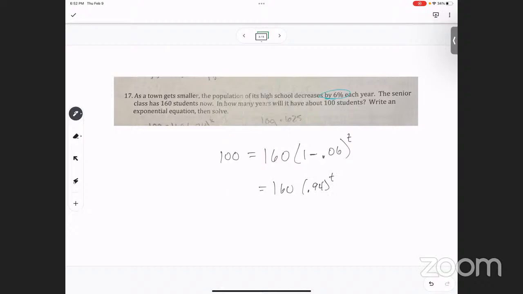Got it? Same deal. And now I'm just solving for t. So divide both sides by 160.